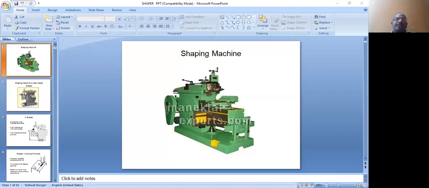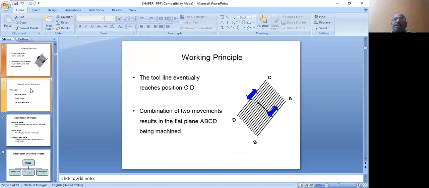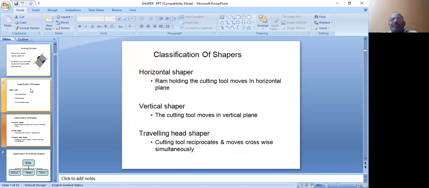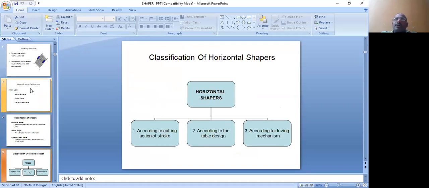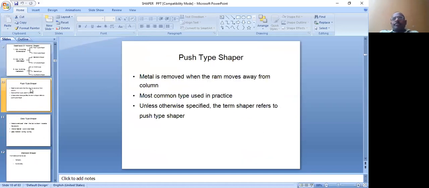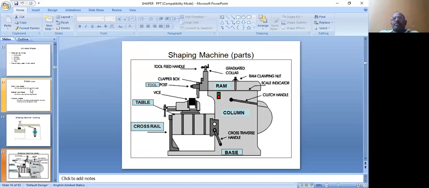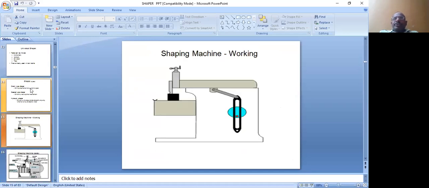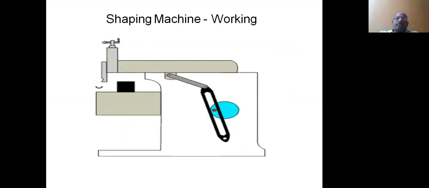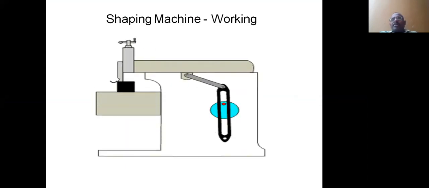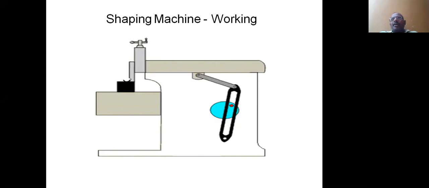Already in the previous class we discussed all these things. This is the working principle, and these are the classifications of shaper, horizontal shaper based on the position. Once again, horizontal shaper is classified into three categories. These are different types of classifications. Now this is the animation of a shaping machine, showing how the shaper works in order to produce a flat surface.